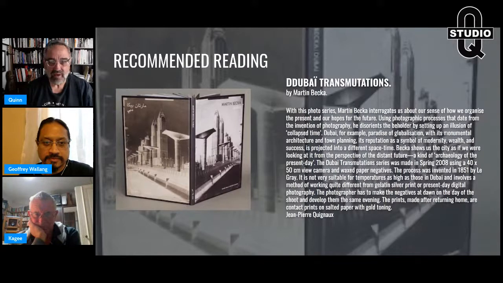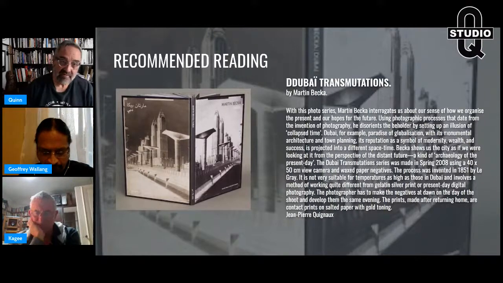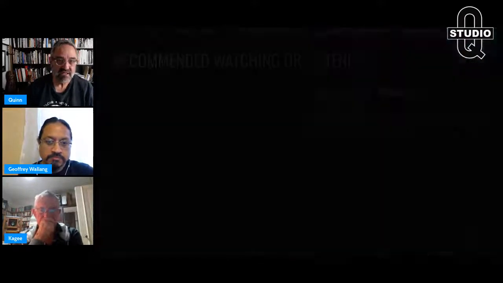It involves a method of working quite different from gelatin silver or present-day digital photography. The photographer has to make the negatives at dawn on the day of the shoot and develop them the same evening. The prints made after returning home are contact prints on salted paper with gold toning. That's a little vague. Martin has his own special albumin printing process for these images from the Pelegry wax paper negatives. So if you can find that book, Dubai Transmutations, check it out.